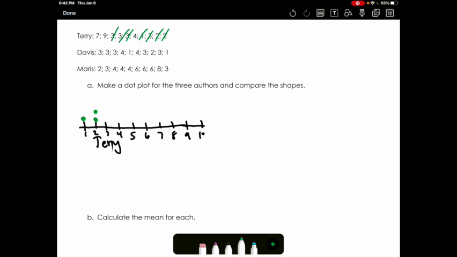Okay, so for 3, it looks like there's 4 3s, so I'm going to make 4 dots over 3. Then there's 1 4, and then there's 1 9 and 1 7. If I imagine I connect the tops, then that looks like it's going to be skewed right because my tail is pointing to the right.